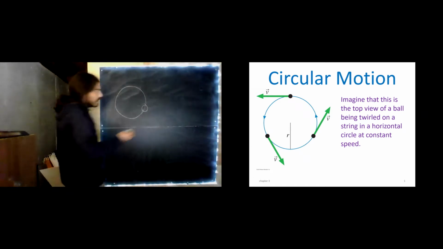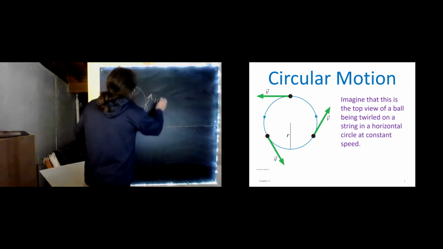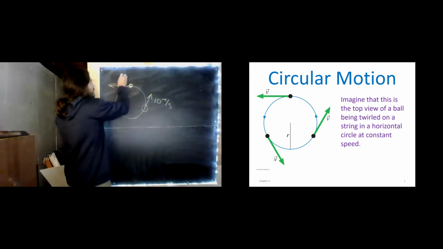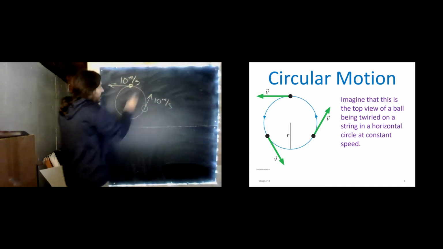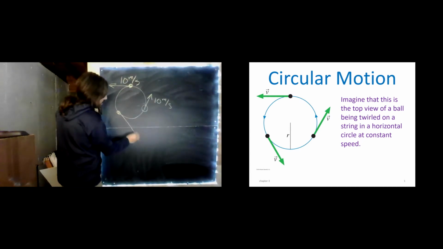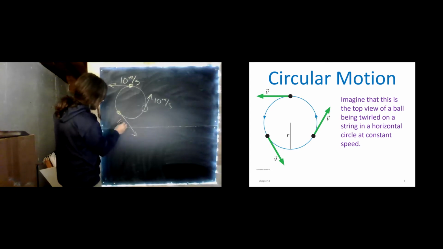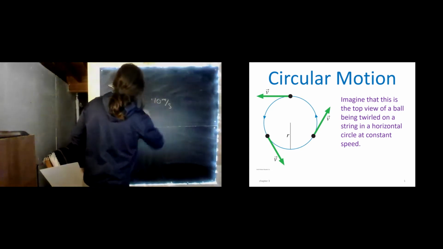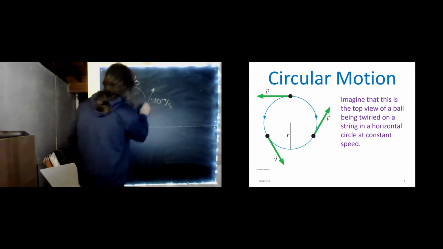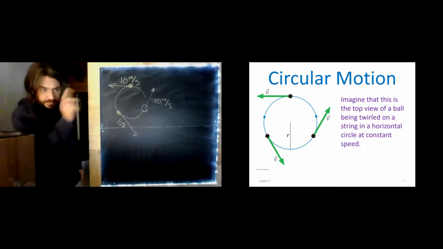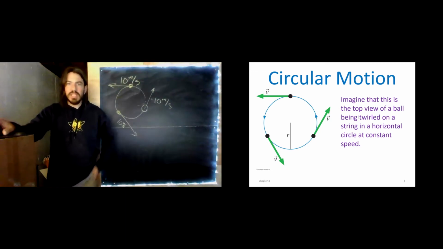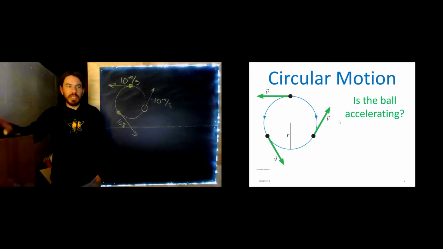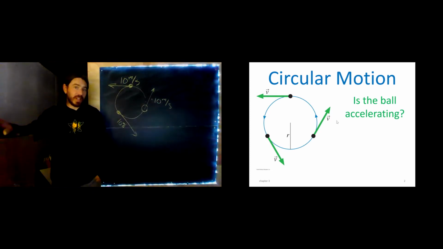And just to pick a number, let's say that it's going 10 meters per second right here. And then right here, it's going still 10 meters per second. And to add to the excitement, over here, it's also going 10 meters per second. Okay, so this one's a little short maybe. Okay, there we go. 10 meters per second everywhere. Top view. Kind of like what I have here in the PowerPoint. Question is, is this ball accelerating? What do you think about that for a second?